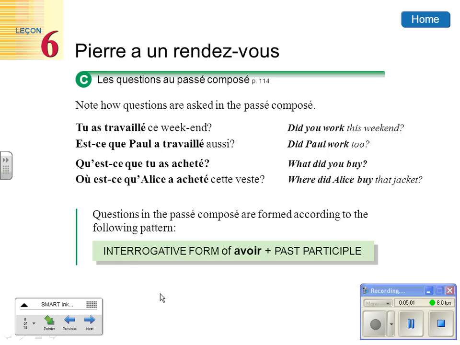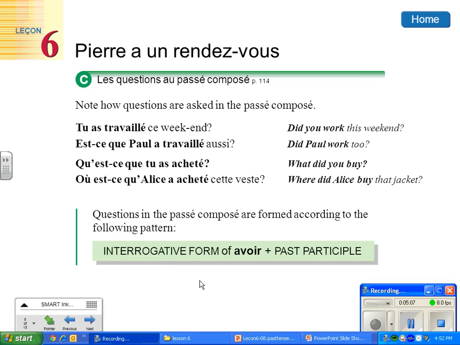So questions in the passé composé are formed according to the following pattern: the interrogative word, like quand, qui, où, then avoir, and the past participle. So the word order is just the same as in present tense.